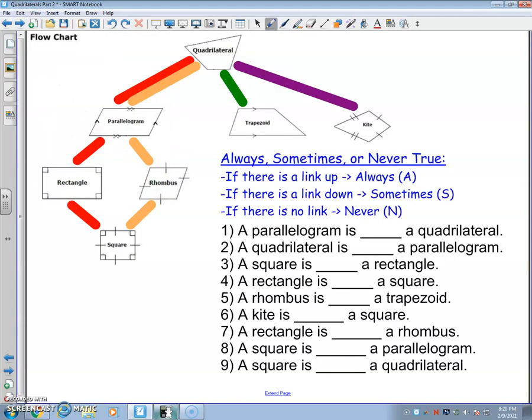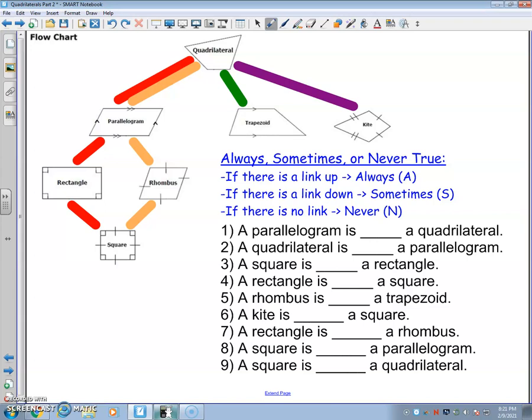All right, last slide. There's a flow chart from before. I color coded this time. There's something called always, sometimes, or never true. And because I color coded, I'll make it simple. If there's a link up, that's always true. If there's a link down, it's sometimes true. If there's no link, then it's never true.